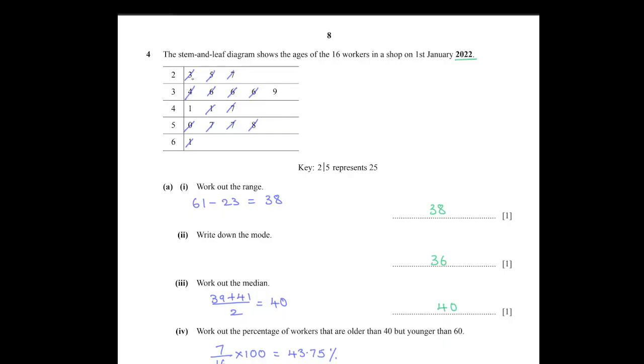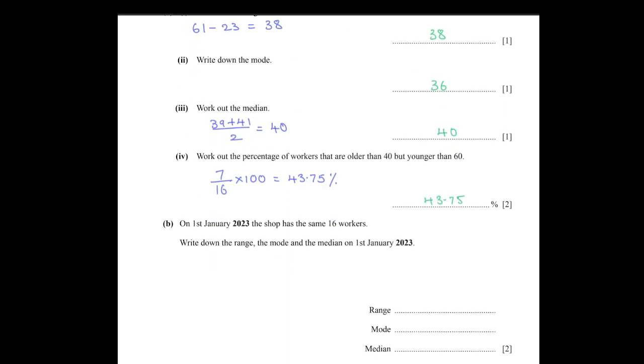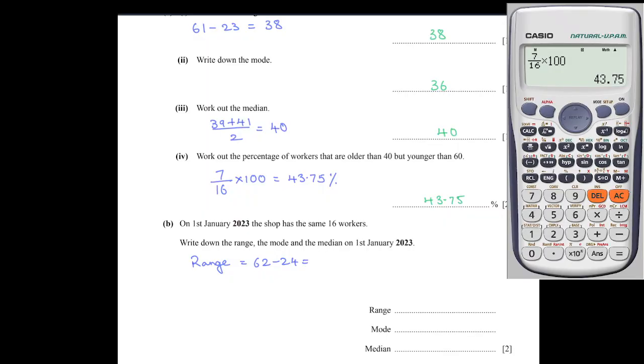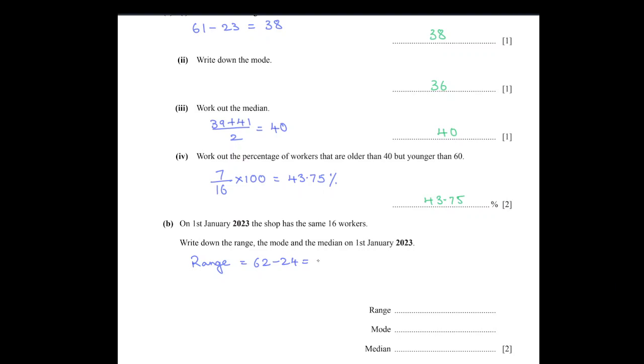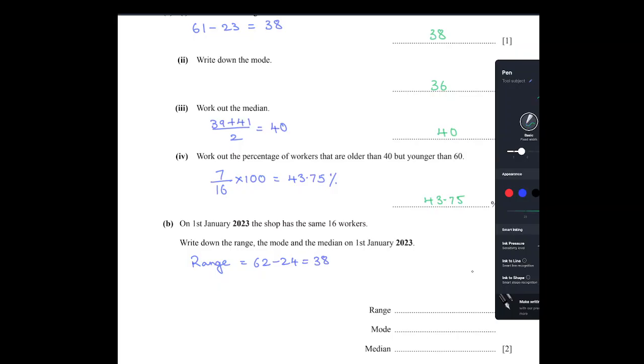So 24 will be the least and 62 will be the most. So range will be 62 minus 24. 62 minus 24 is 38. So range is 38, which is the same as we got in the previous case.